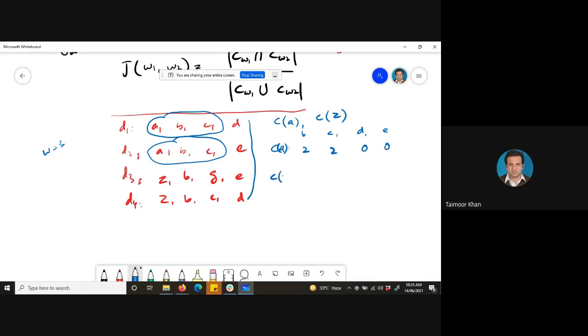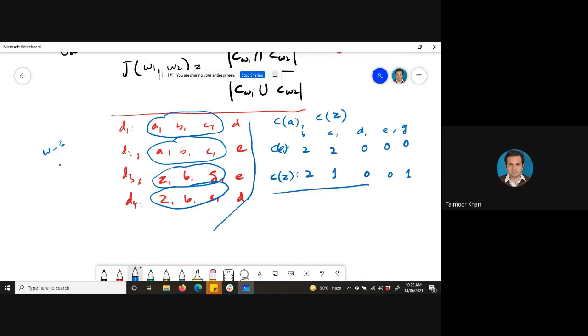And the context of Z is this. In it, B occurred 2 times, G, okay, we have a G also. G occurred 0 here, here the score of G is 1, and C also occurred one time, and D and E are not in the context of Z also. So now we have represented them in the form of vectors, and now whatever operations we have available on vectors, we can do them with these.